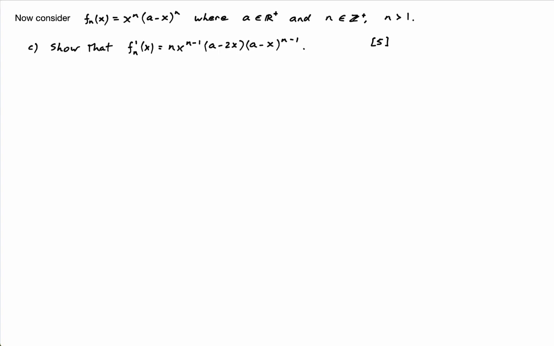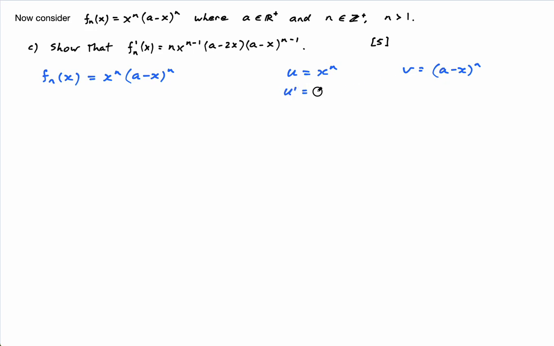You just differentiate this. So the function is this, x to the n, a minus x to the n. Now I know how to differentiate this. It's just a product rule. So I'm going to over here write u is equal to x to the n, v is equal to a minus x to the n, and differentiate this.